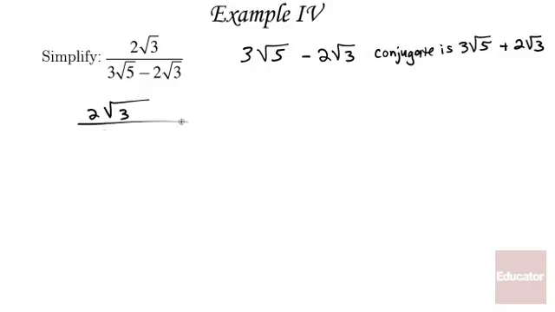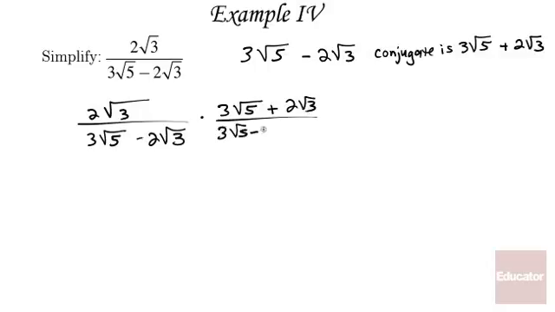Rewriting the expression we're given. And all you have to do now is multiply both the numerator and the denominator by this conjugate, 3 radical 5 plus 2 radical 3, over 3 radical 5 minus 2 radical 3. So we're multiplying the top and bottom by this expression. Well, I need to go ahead and do some multiplication and some simplification on this.